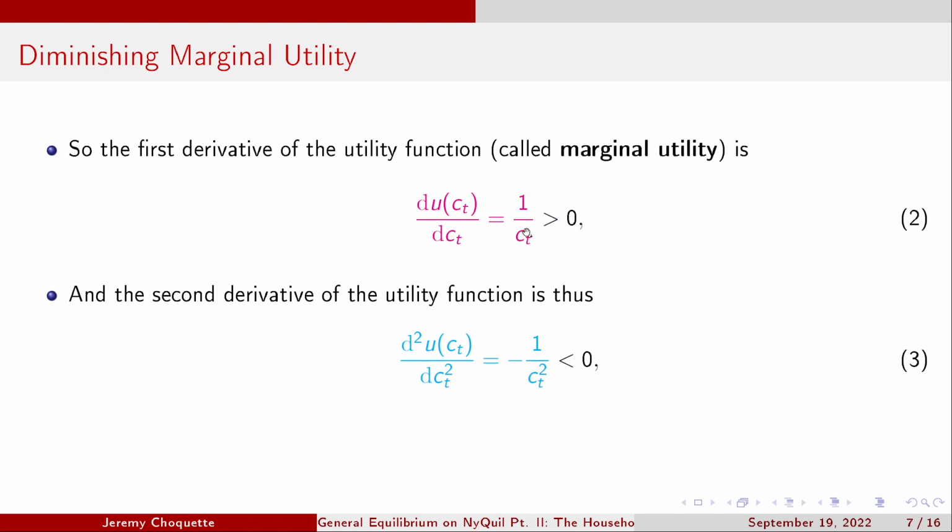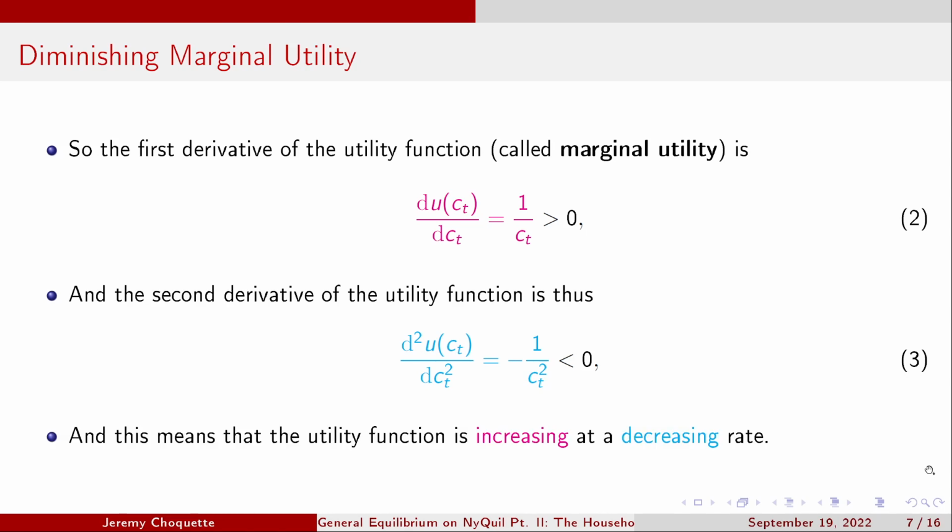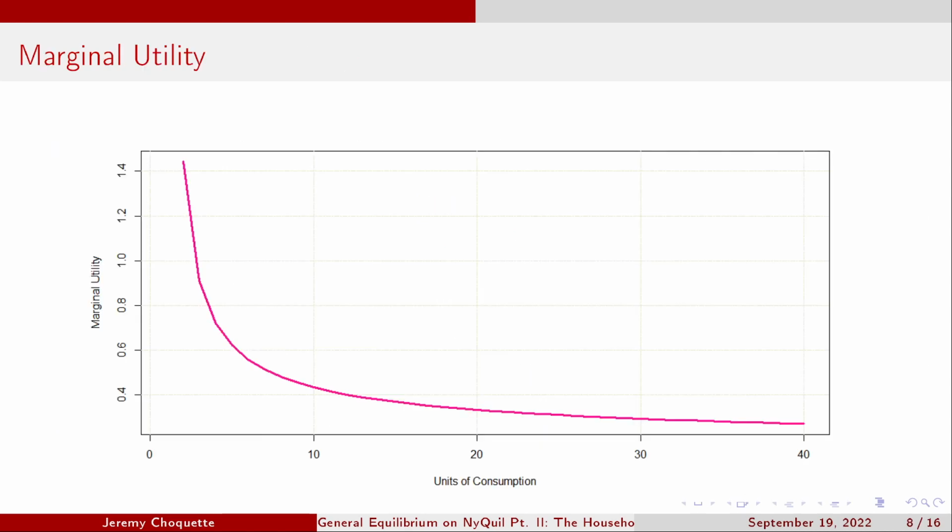So if you look, 1 over C is going to be greater than 0 for all positive inputs of consumption, but negative 1 over C squared is going to be negative for all positive inputs of consumption. So we have diminishing marginal utility, indicating the utility function is increasing at a decreasing rate.